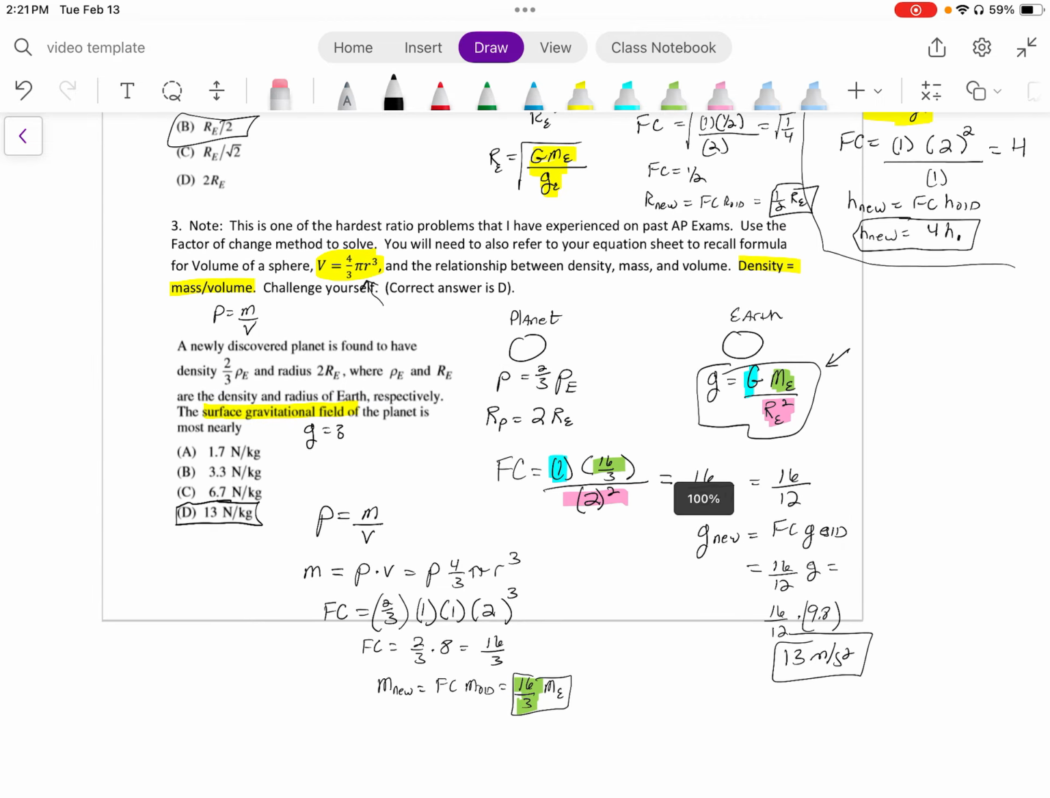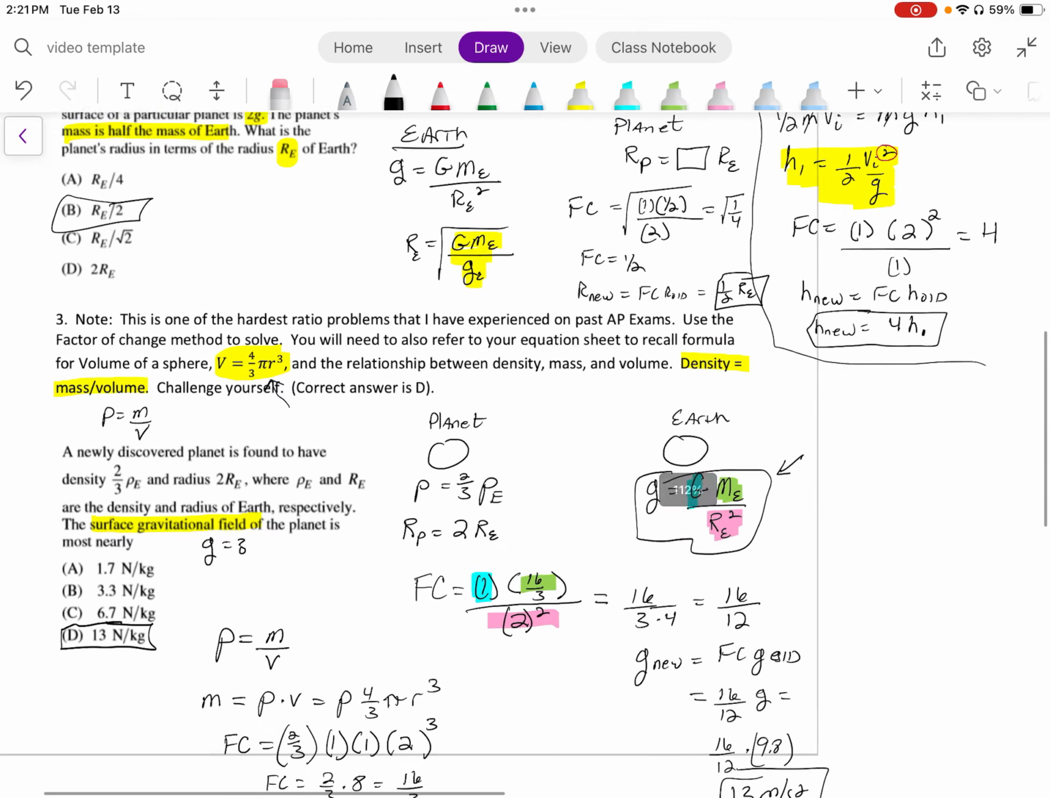Okay, that is the factor of change technique to solve ratio problems.